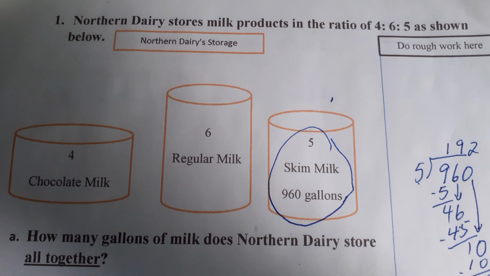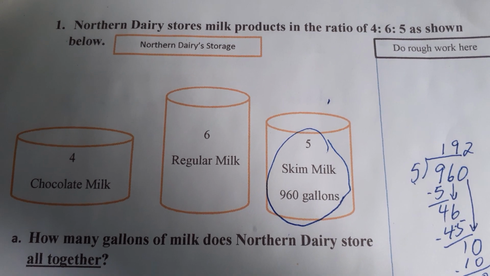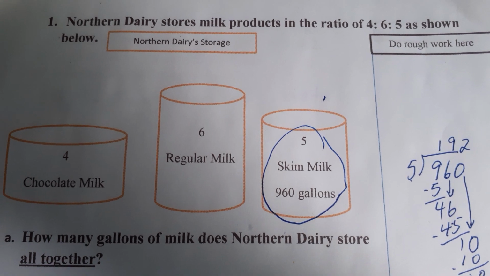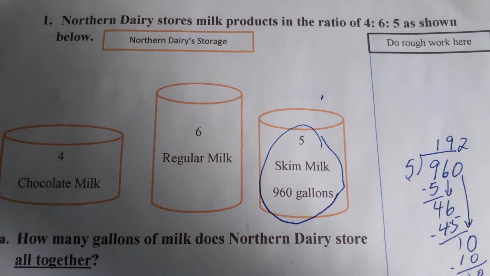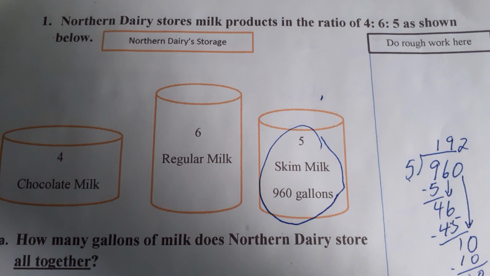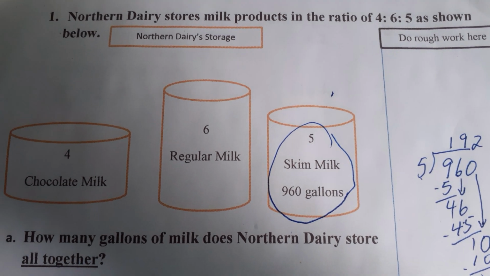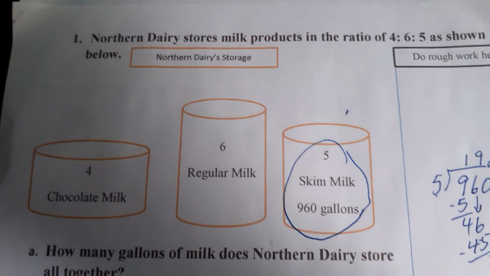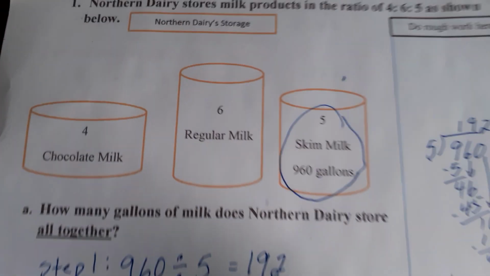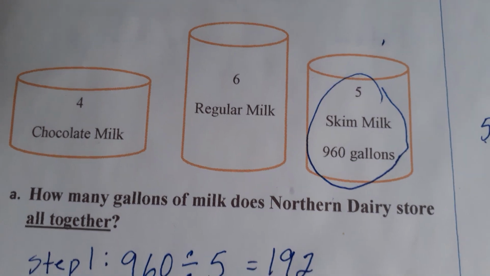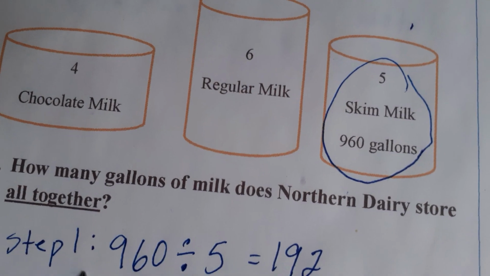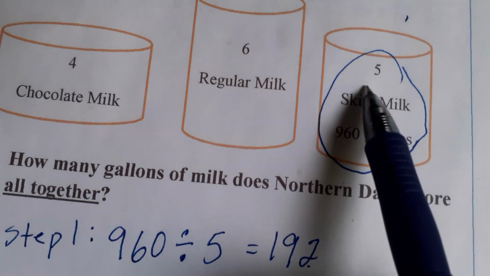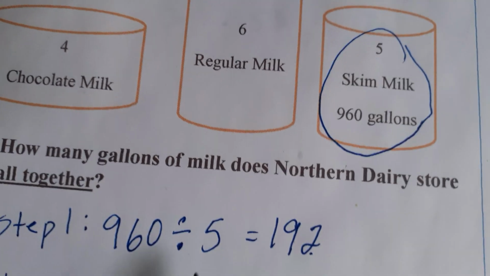When it says altogether, it means you need to find the total amount. So let's look at skim milk, all right? It says that they store 960 gallons of skim milk whose ratio is 5. So to start with, we are going to divide. Our first step will be to divide. Okay, step 1, you divide 960 by its ratio, which is 5.